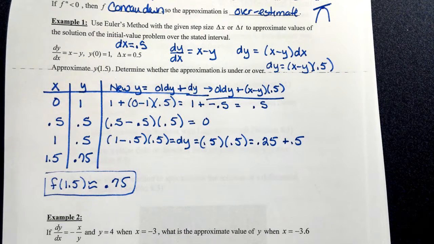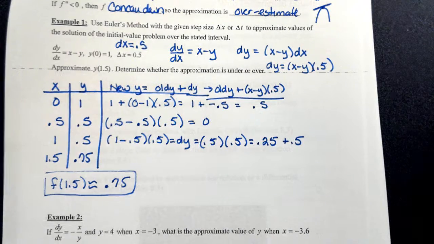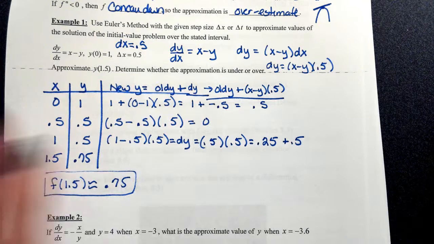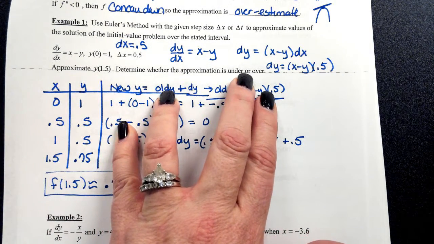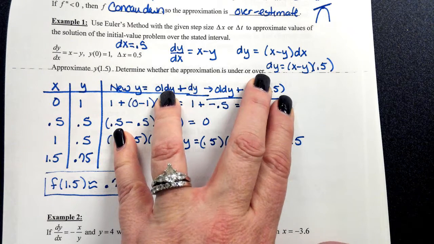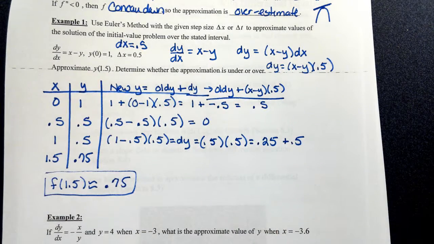When we get into the second part of Chapter 9, this is just a linear approximation using a first-order differential equation. We'll get into higher-order approximations in the second part of Chapter 9, but this is just using a degree of 1 approximation. Now the next question is they want me to determine whether the approximation is under or over. So this is where we're going to use that second derivative test again.